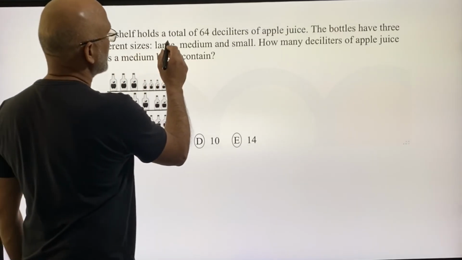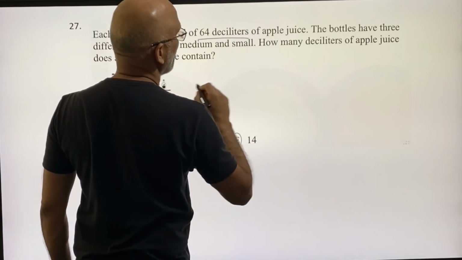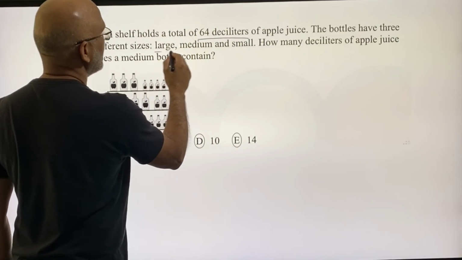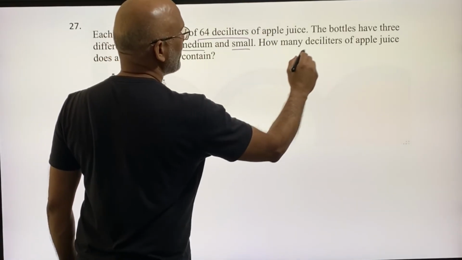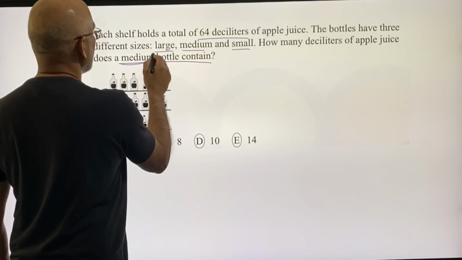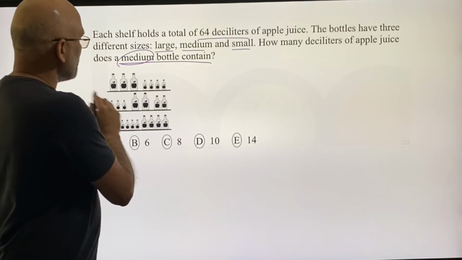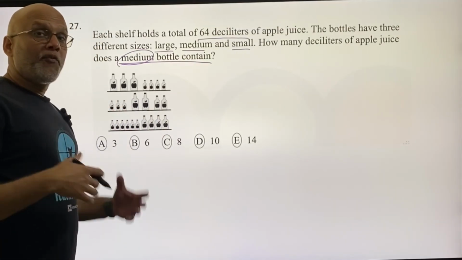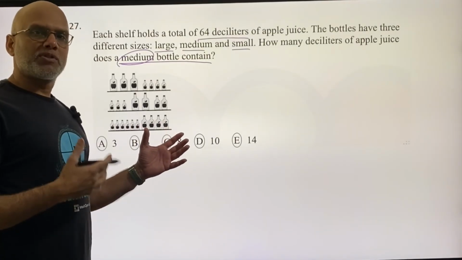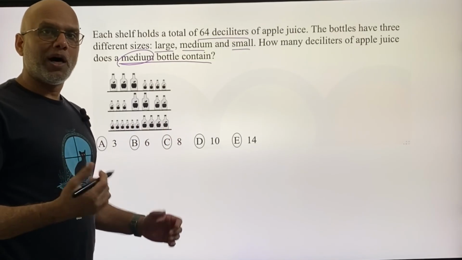Each shelf holds a total of 64 deciliters of apple juice. The bottles have 3 different sizes, large, medium, and small. How many deciliters of apple juice does a medium bottle contain? All right. So if we use algebra, this problem becomes really easy. Let me show how.